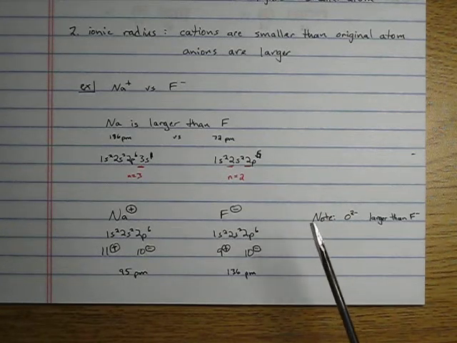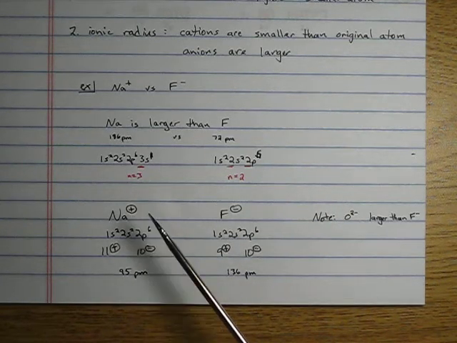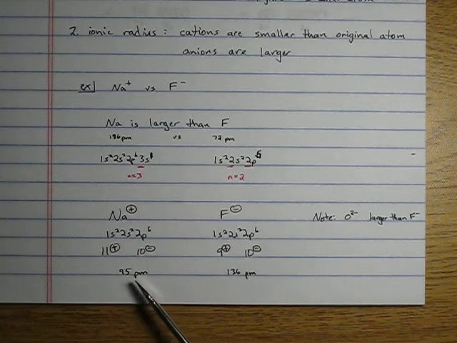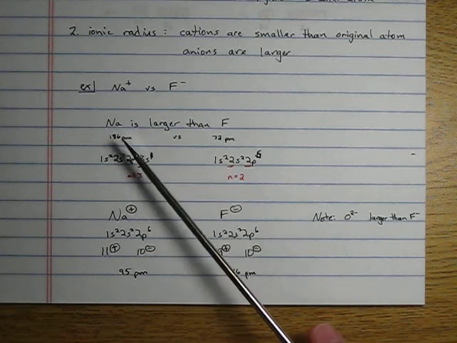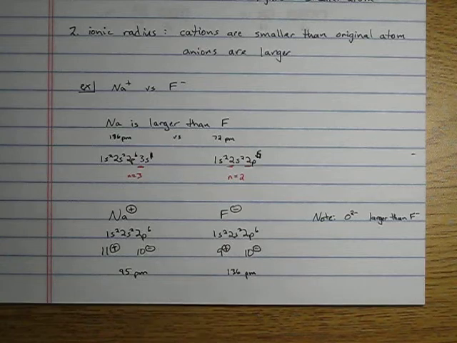And we see that. The sodium cation is 95 picometers. Note, it went from 186 to 95. The sodium cation is about half the size of the sodium atom.